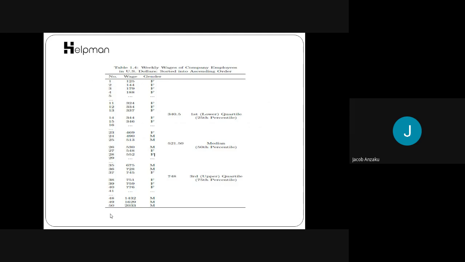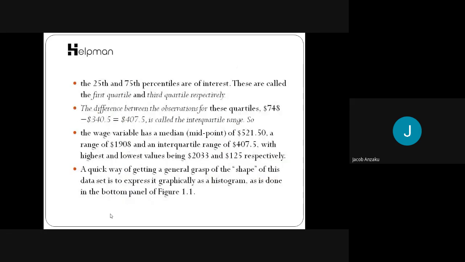So the wage variable has a median, a midpoint of $521.50, as we have seen from table 1.4, which is the 50th percentile. Now, a range of $1,908 and an interquartile range of $407.5, with highest and lowest value being $2,033 and $125 respectively.